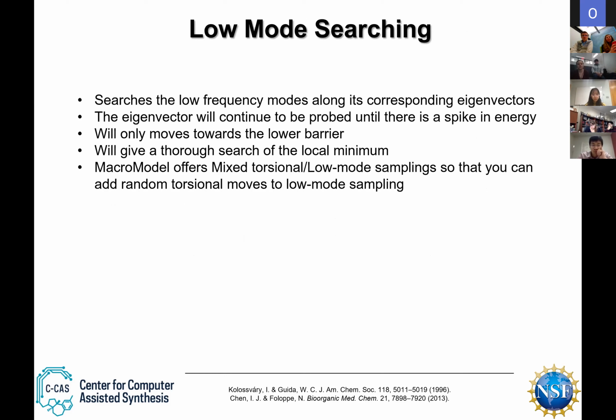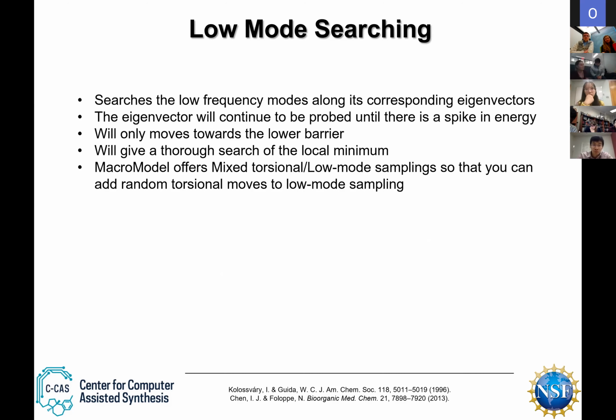Another type of searching is low mode searching, which uses the low frequency modes, and you probe the eigenvectors to find when you spike in energy, and it will continue moving downward towards the lower barrier. So these will give thorough searches of local minima and can help you find the global minimum since it only travels downward. And so we like to mix the torsional and low mode samplings, and Macromodel lets us do that. So when we do conformational searching, we mix the random torsional movements and the low mode sampling functions.